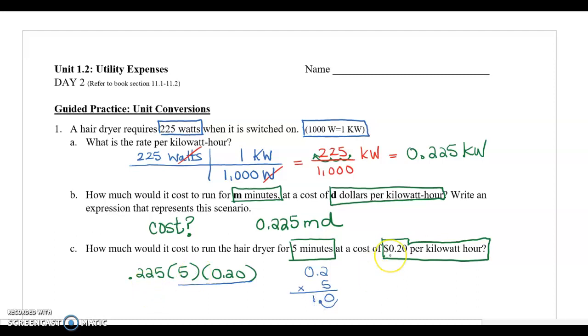So that means the cost is going to be just 0.225, because 225 times 1 is just plain old 0.225. But that's money, so it's going to be approximately 0.23, because I'm going to round to the nearest cent, which is 23 cents per kilowatt hour. Final answer.